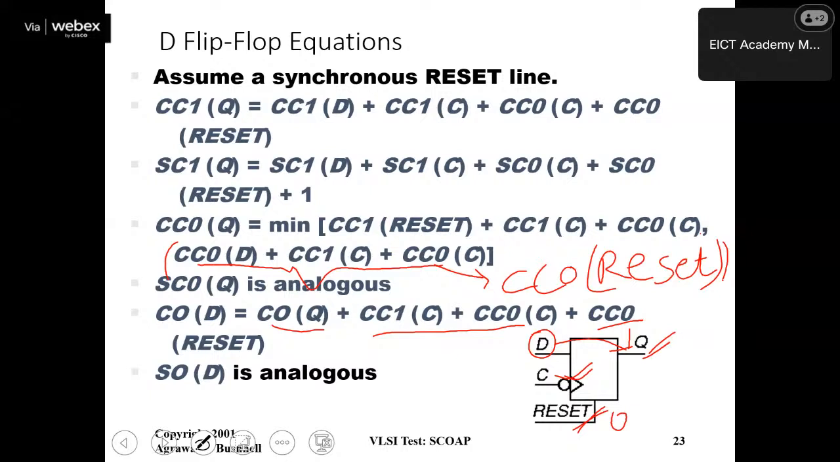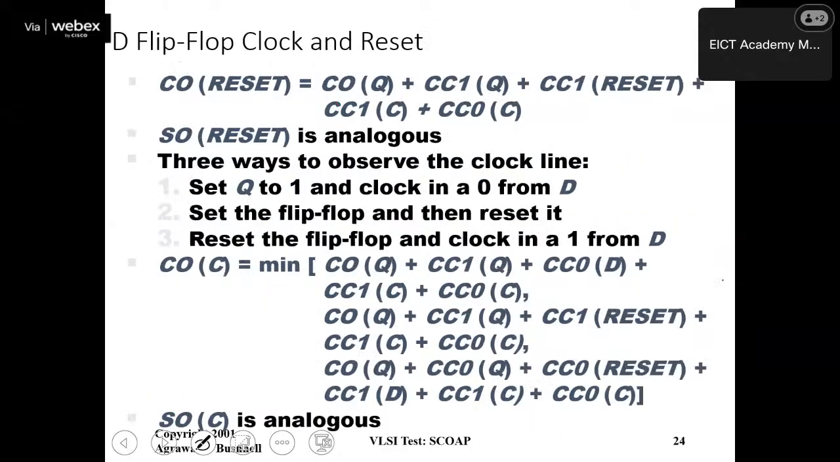Likewise, if you want to check what was the reset, so CO of reset, how you can check it? So CO of Q you can have. You can only visualize the reset if previously CC1 at Q was there. CC1 was there, then it will change to 0, because reset, what reset output gives? It gives 0 output. So it means previously it was 1, then only you can see that it is 0, right? If already it was 0, you cannot visualize.